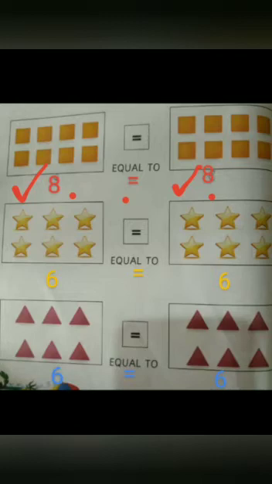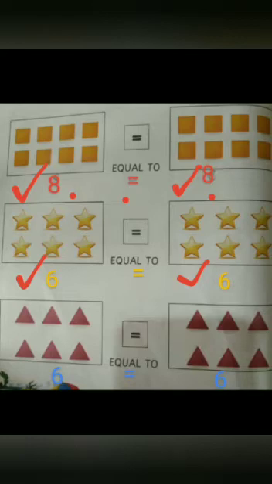Let's take another example. There are 6 stars on one side and on another side there are 6 stars. On both sides there are equal stars. We can write this as 6 equal to 6, and you can say that 6 is equal to 6.